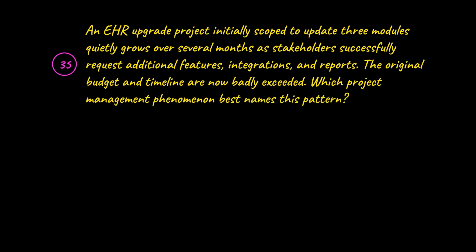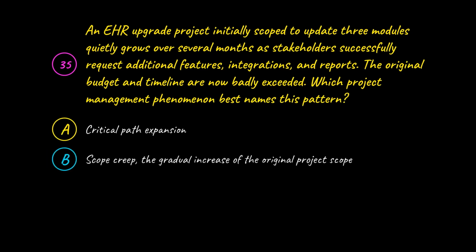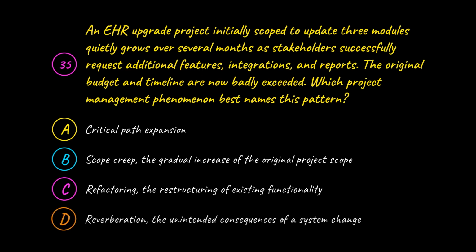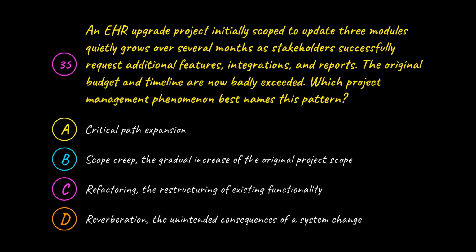Your options are A. Critical path expansion, B. Scope creep, the gradual increase of the original project scope, C. Refactoring, the restructuring of existing functionality, D. Reverberation, the unintended consequences of a system change. Before I reveal it, which one do you think is right?